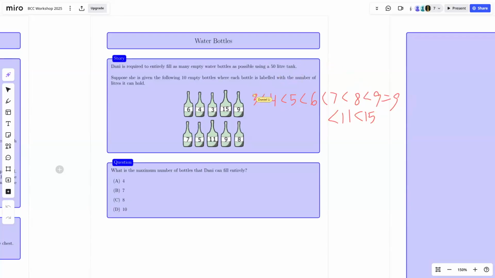So you take the 3, and add 4 is 7. 7 plus 5 is 12. 12 plus 6 is 18. 18 plus 7 is 25. 25 plus 8 is 33. 33 plus 9 is 42. 42 plus 9 is 51. So we can only fill this many, which is 1, 2, 3, 4, 5, 6, 7. The answer is B. Again, for the last one you run out of 1 liter, so you can't fill it entirely.